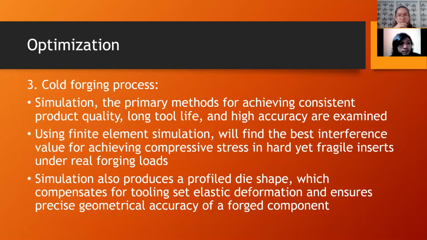Cold forging process optimization. First, simulation. The primary methods for achieving consistent product quality, long-term life, and high accuracy are examined. Using finite element simulation, we find the best interference value for achieving compressive stress in hard yet fragile inserts under real forging loads. Simulation also produces a profile die shape which compensates for tooling set elastic deformation and ensures precise geometrical accuracy of the forged component.